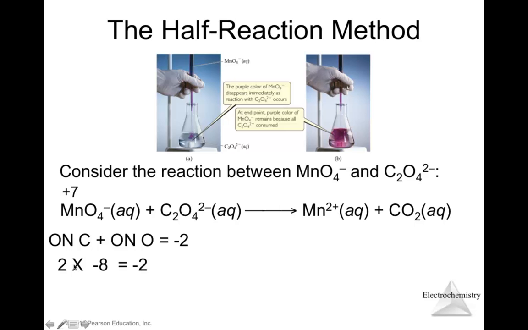So now we solve for x. 2x is going to be equal to -2 plus 8. So 2x is going to be +6, and then x is going to be 6 divided by 2, and x is going to be +3. So for carbon in oxalate, the oxidation number is +3. So now we can see also that manganese went from +7 to +2. That means that this half reaction, permanganate producing manganese, is the reduction because it was reduced from +7 to +2. So that means that the carbon was oxidized.